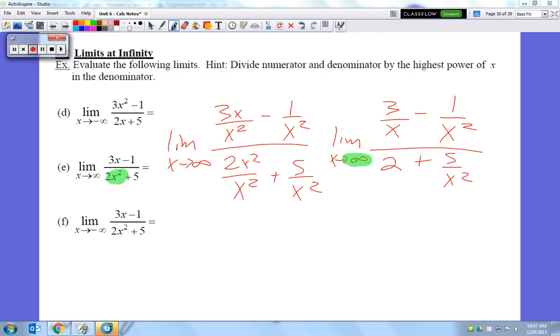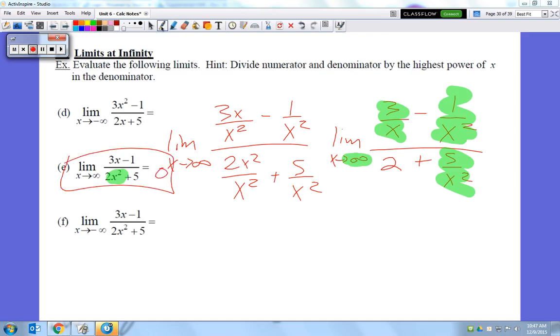Plugging in the infinity, this converges to, anyone? 0. So my ultimate answer is going to be what? 0. Because it will be 0 over 2, which is not undefined. It will be 0. If I put negative infinity, what's the answer? Still 0. Because this is still going to converge to 0, and 0 over 2 is still 0.